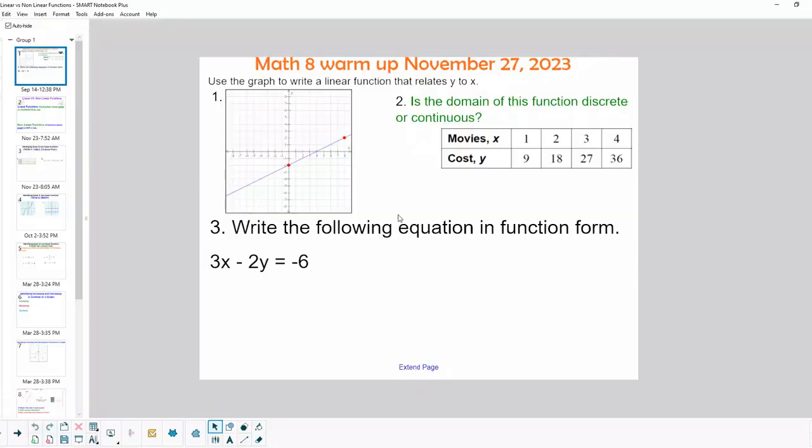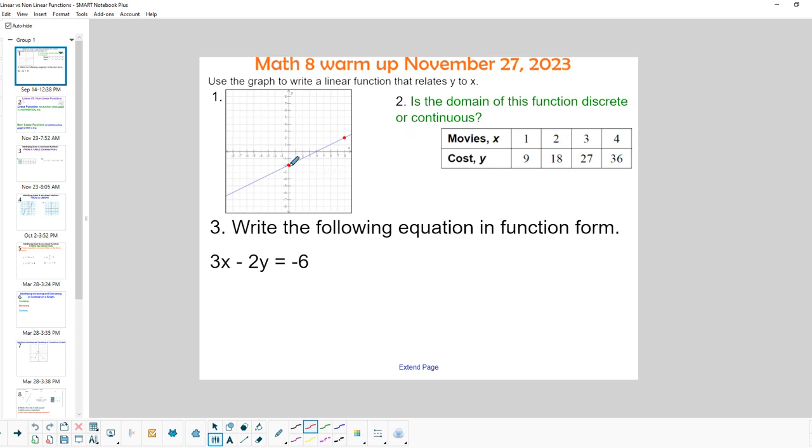Linear functions, and we're going to actually talk about the idea of linear versus nonlinear. So let's take a look at first a couple of problems that we've been used to seeing so far, and on our bell work, let's try them out. So this first one says, use a graph to write a linear function that relates y to x.